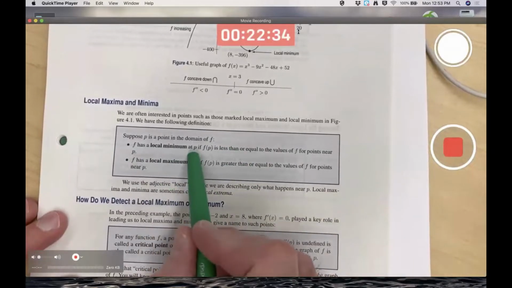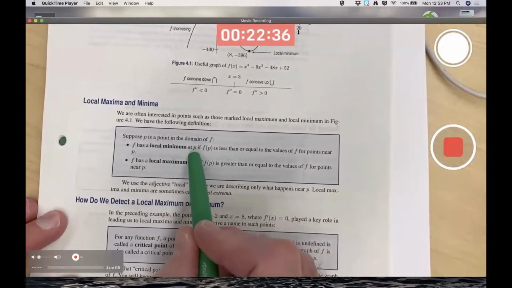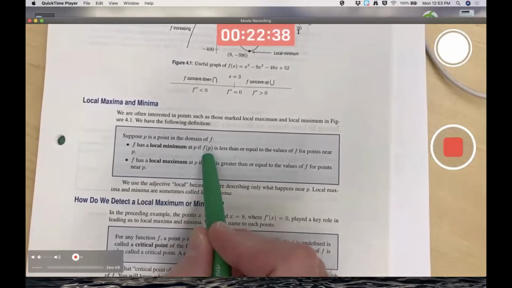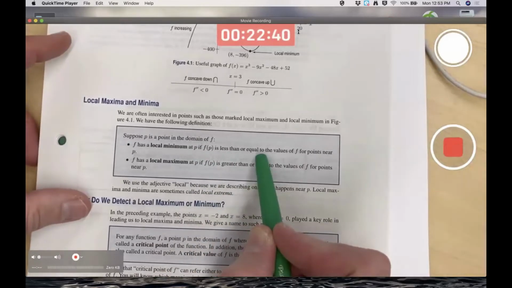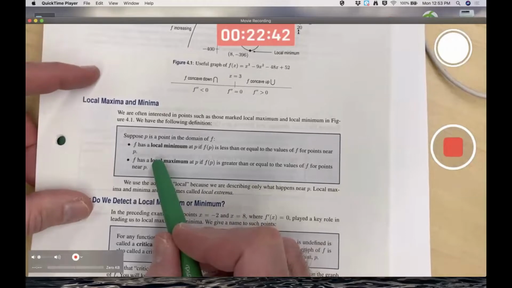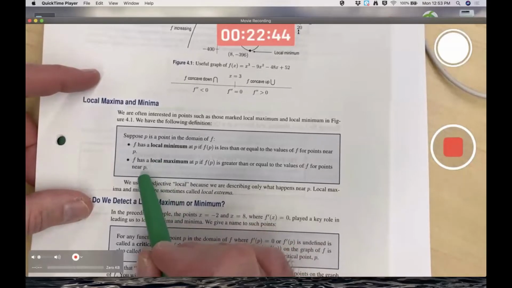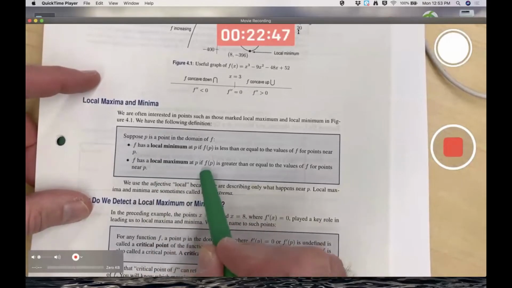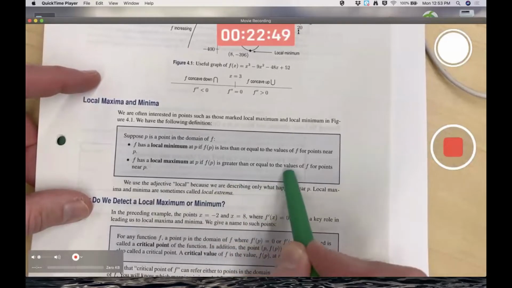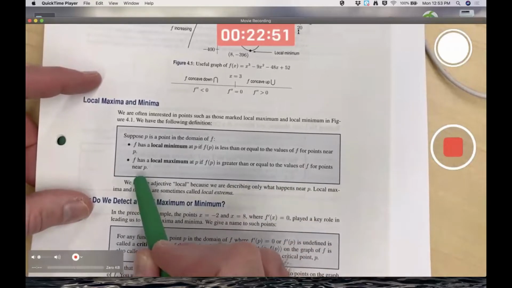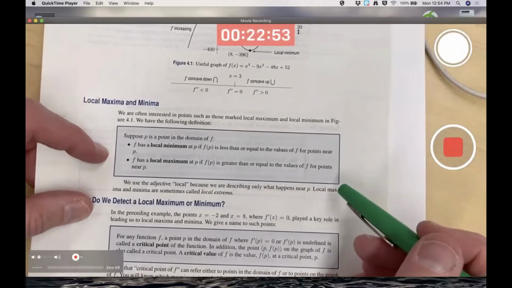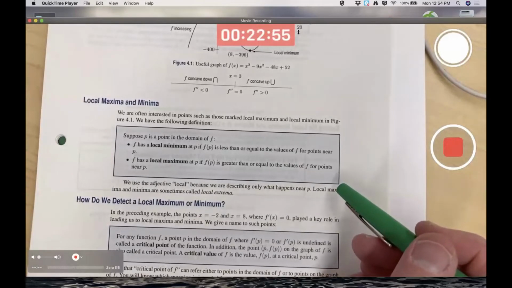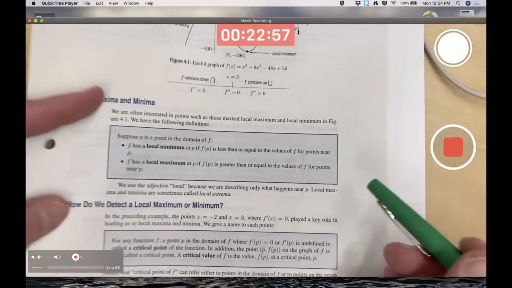f has a local minimum at P. Remember, P is a number. If f of P is less than or equal to the values of f for points near P. And a similar thing for a local maximum: if f of P is greater than or equal to the values of f for points near P. Now, as definitions, this is actually not precise enough for most mathematicians, but it will be good enough for us if we think about pictures.